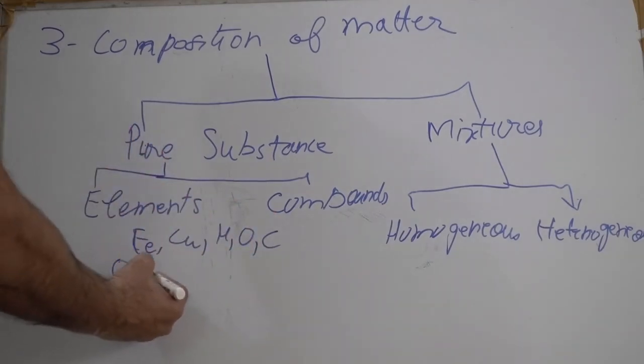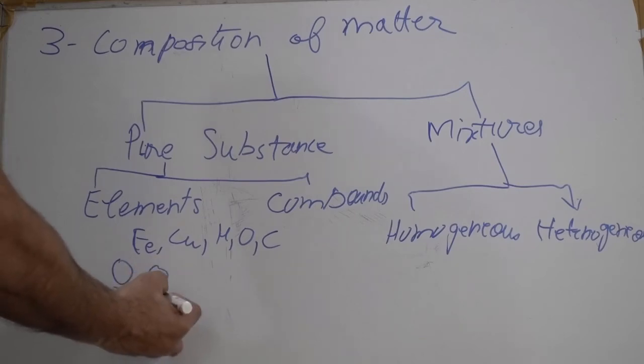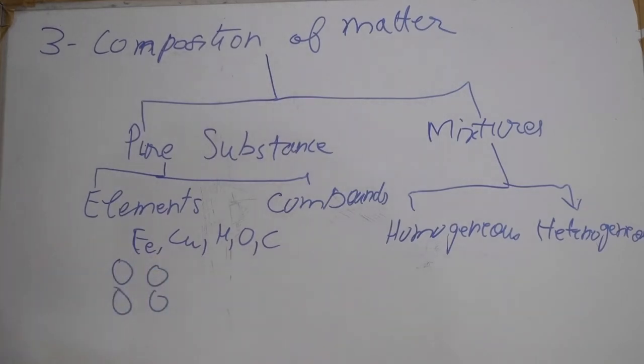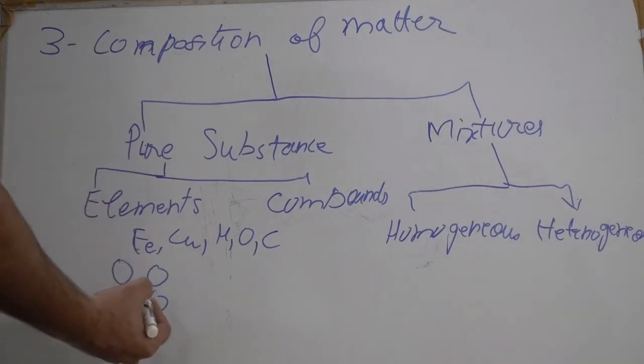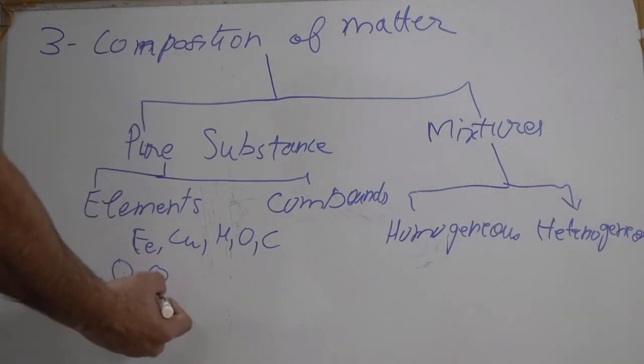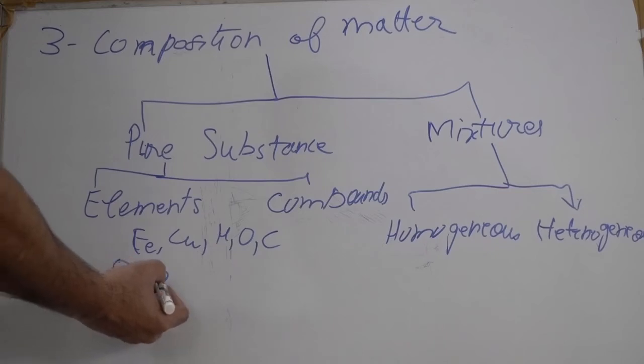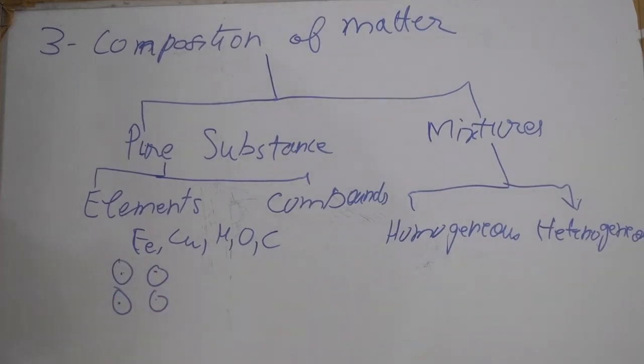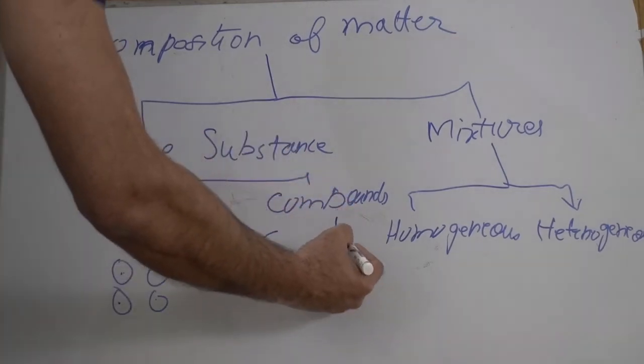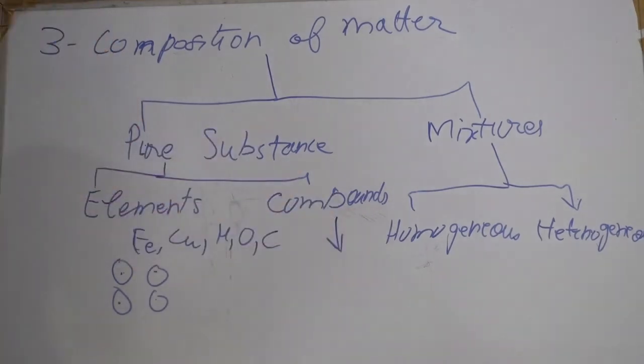The atoms of these are similar. Similar means they have same number of protons and electrons. Then they belong, all these, if they have same number of protons, then they belong to the same element, and that's a pure substance. And here in the compounds, the molecules of the compounds are made of two or more than two elements chemically combined.